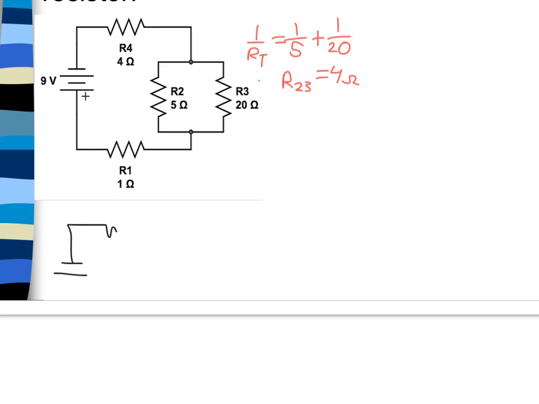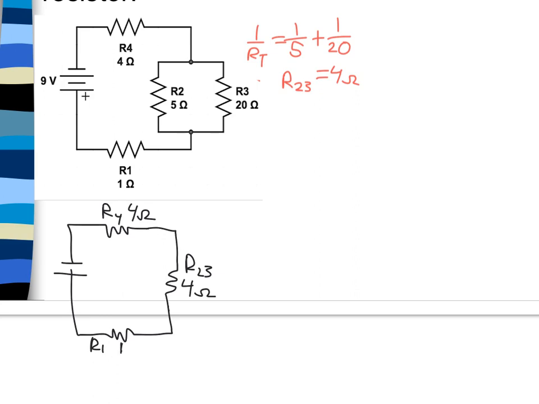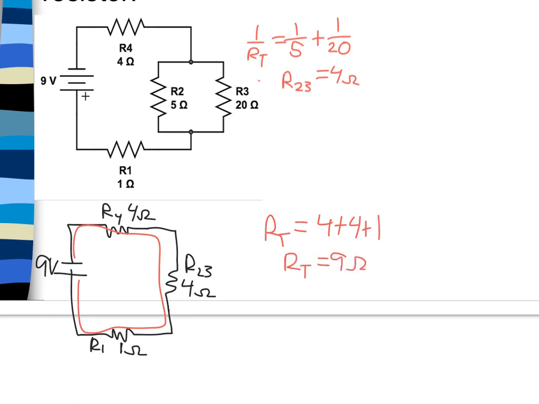So we're going to have R4 still up here, which is 4 ohms. We're going to have R23, the one we just solved for, which is also 4 ohms. And then we're going to have R1 down here, which is going to be 1 ohm. And that's all connected to a 9-volt battery. Our next step, we just have a basic loop here. We can see that these are all in one giant loop. They're all in series, so to get the total resistance here, we can say 4 plus 4 plus 1, and so we get a total resistance here of 9 ohms.